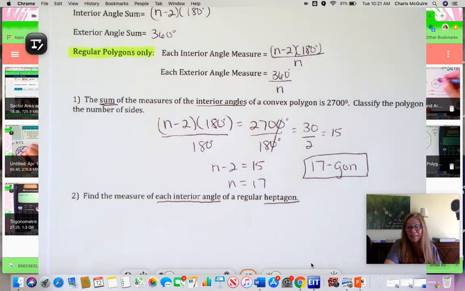Okay, so you might have rounded this up to 128.6, or maybe you did 129. Either way, those are acceptable answers because I didn't tell you where to round to. But the first thing you have to understand is your formula.